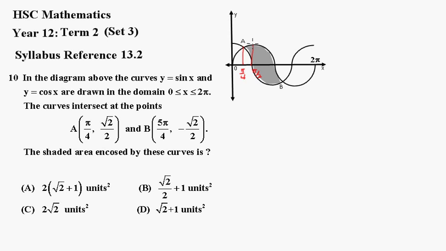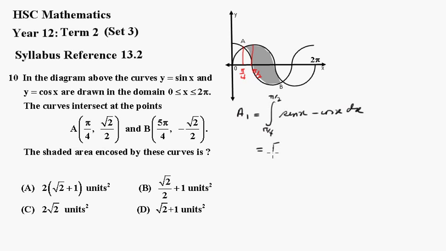So we'll work out the area underneath the sine curve, and we'll work out the area underneath the cos, and we'll subtract the 2. So that's our first area. So area 1 equals the integral between pi upon 2 and pi upon 4 of sine x minus cos x dx.